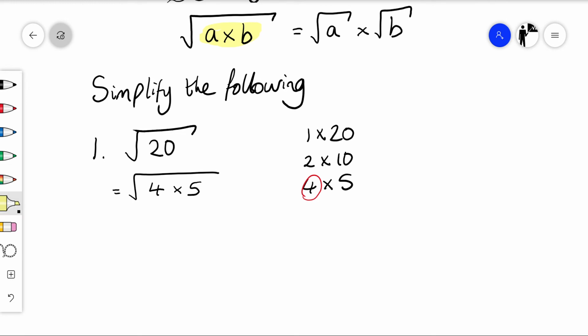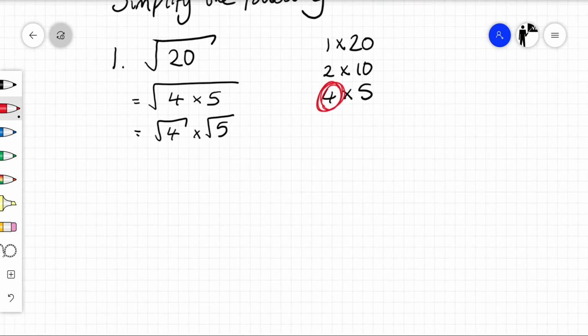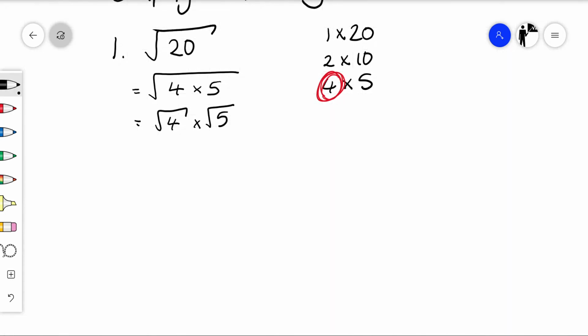We're now going to use this rule up here. We can split our surd up, and we'll split that into root 4 times root 5. We chose the 4 times 5 option because this is a square number, and also because we know what the square root of 4 is. The square root of 4 is 2, so this will become 2 times root 5, which is 2 root 5.